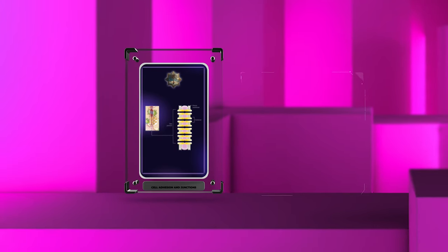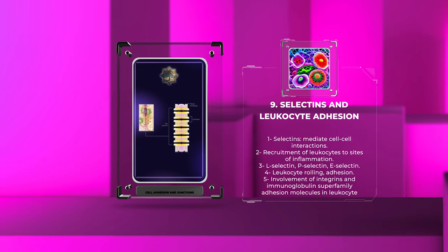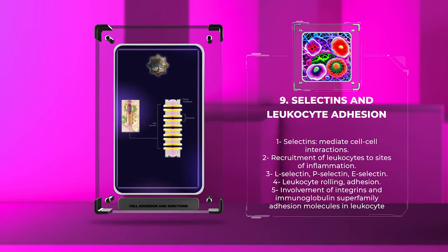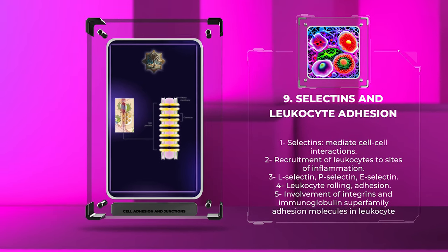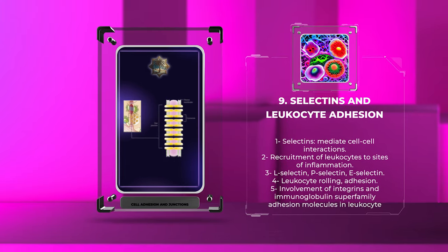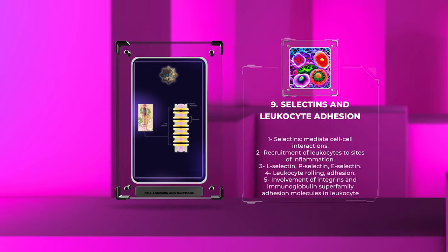Selectins are carbohydrate-binding proteins that mediate cell-cell interactions, primarily involved in the recruitment of leukocytes to sites of inflammation. Three types of selectins, L-selectin, P-selectin, and E-selectin, play essential roles in leukocyte rolling and adhesion. The subsequent leukocyte adhesion cascade involves integrins and immunoglobulin superfamily adhesion molecules.